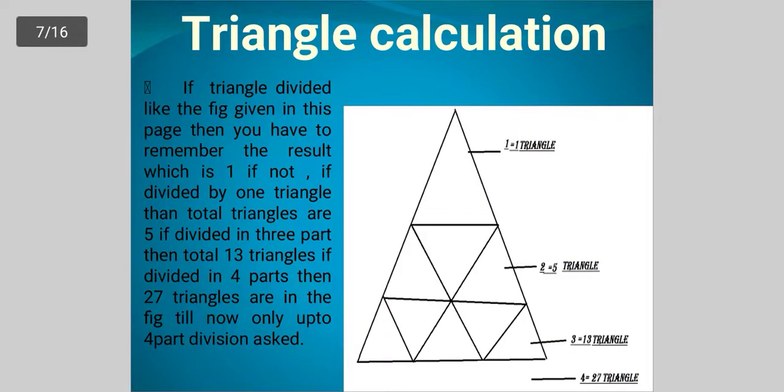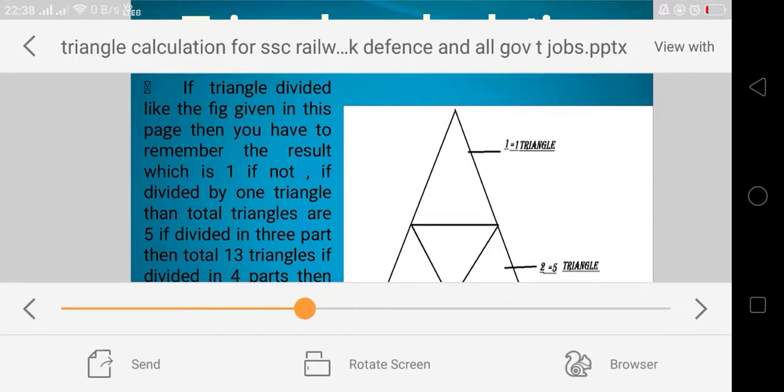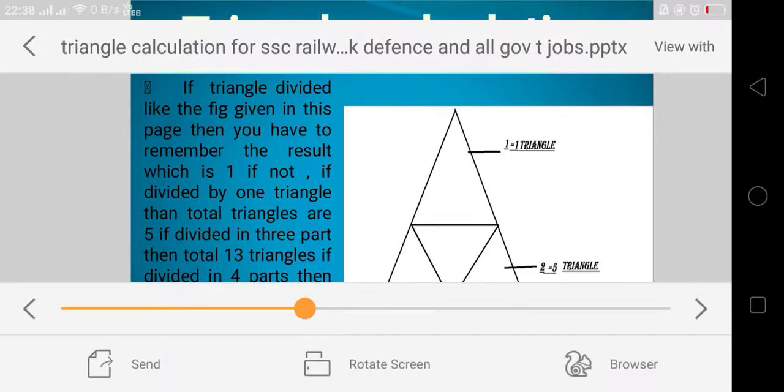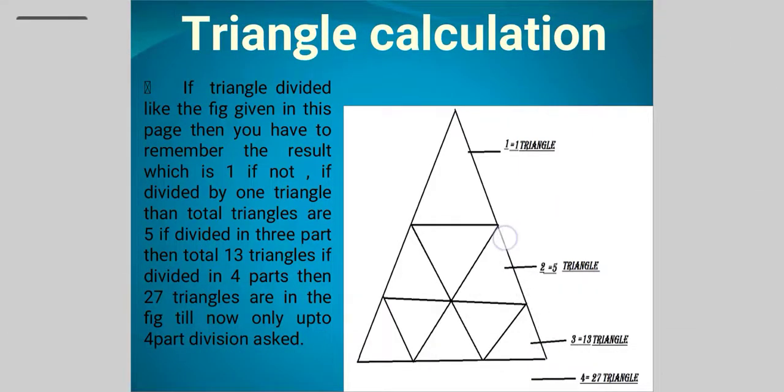If it is added again, in one more step they have added, we count 1 triangle, 2 triangle, 3 triangle, 4, 5, 6, 7, 8, 9, then 10, then if we can see, 11, here 12, and here 13 triangles. So the total is 13 triangles in this figure.